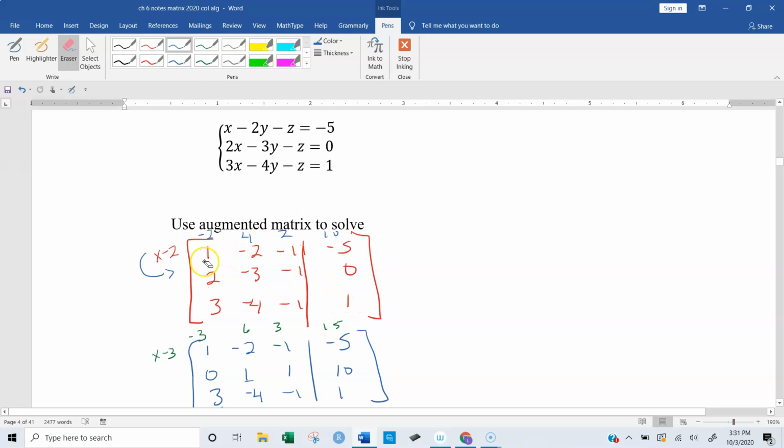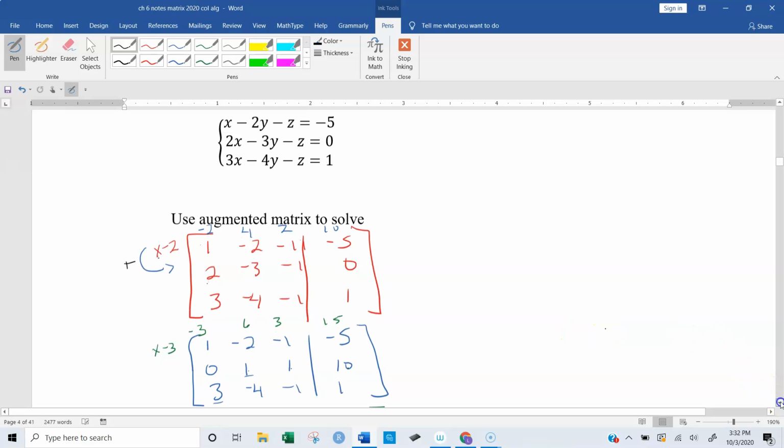Okay, the 1 is already here for me, which is what we want. So then we have to get rid of the 2. So I multiplied the top row by -2, and I added it down. So -2, 4, 2, 10. Added it down, and we got the 0, the 1, and the 10. The first and the last row stayed the same. So now we've got our second matrix.